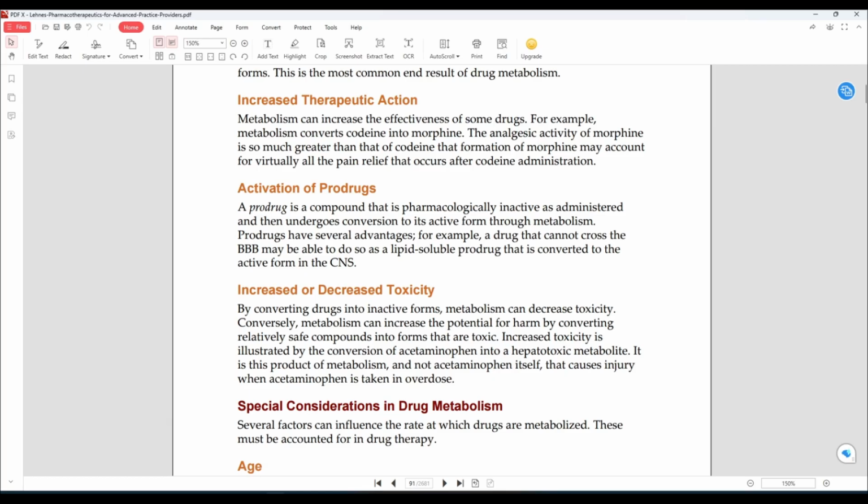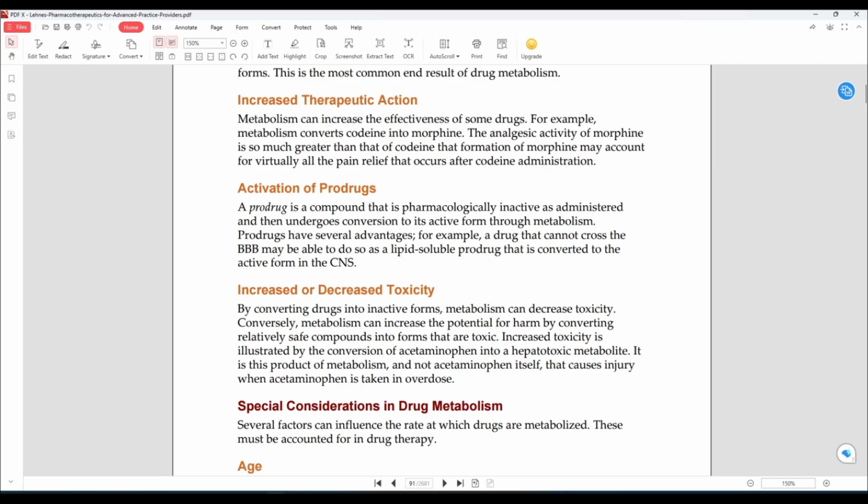Activation of prodrugs. A prodrug is a compound that is pharmacologically inactive as administered and then undergoes conversion to its active form through metabolism. Prodrugs have several advantages. For example, a drug that cannot cross the blood-brain barrier may be able to do so as a lipid-soluble prodrug that is converted to the active form in the CNS.